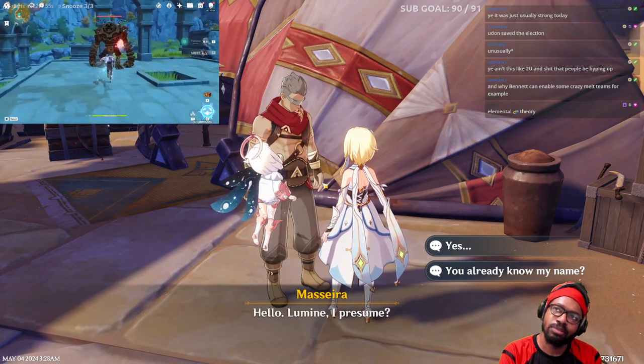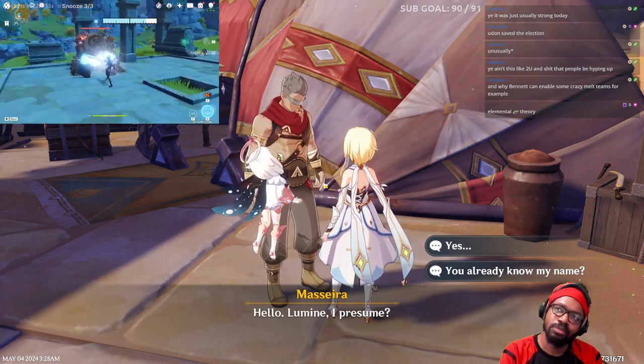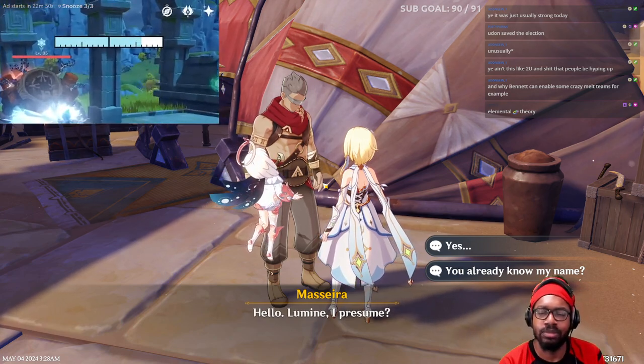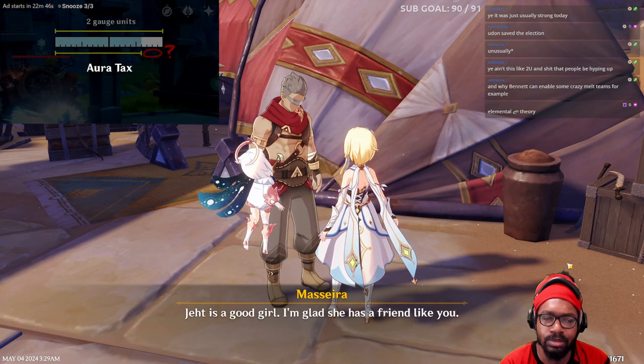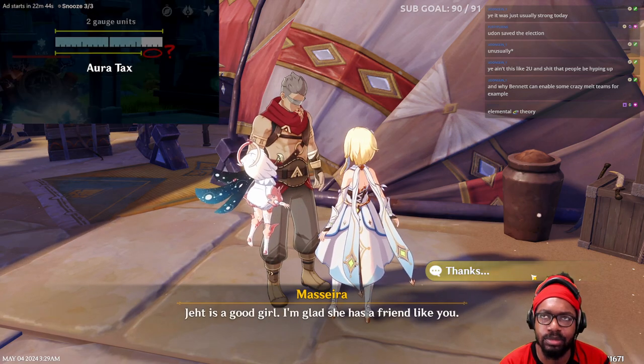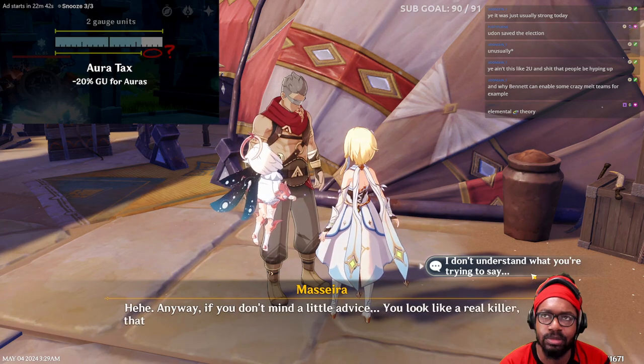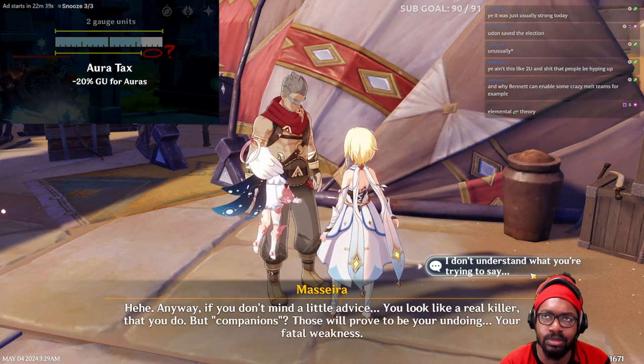Now, even though we're using 1, 2, and 4U attacks, you might have noticed that in my illustrations, the elemental aura gauge doesn't quite fill up to those values. This is to account for something known as the aura tax. The aura tax is a rule that reduces the amount of gauge units by 20% if an attack is being used to apply an aura.